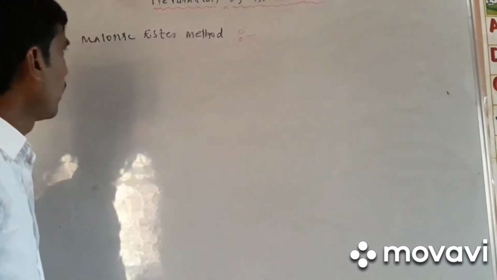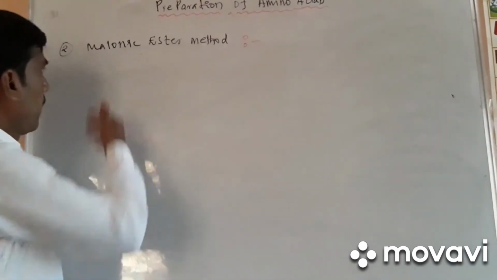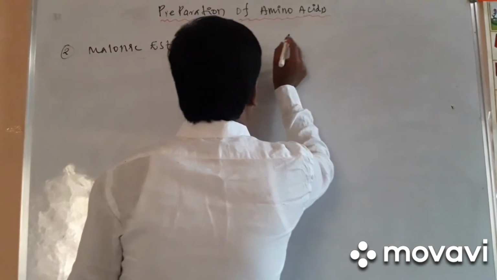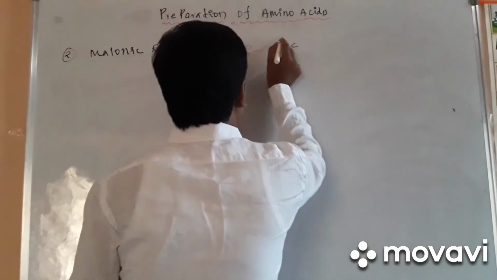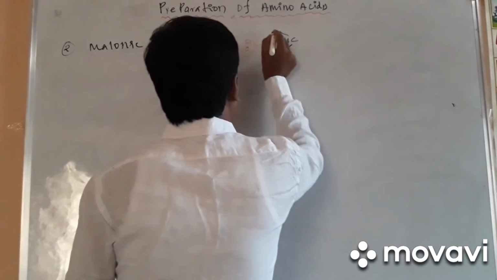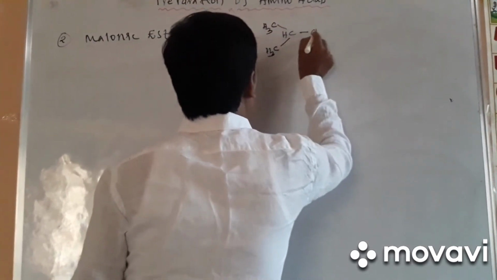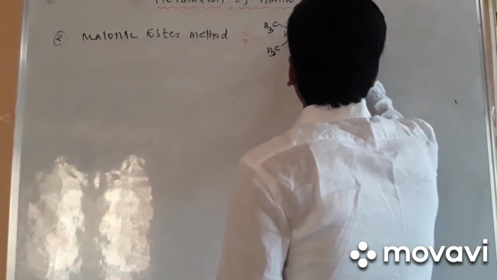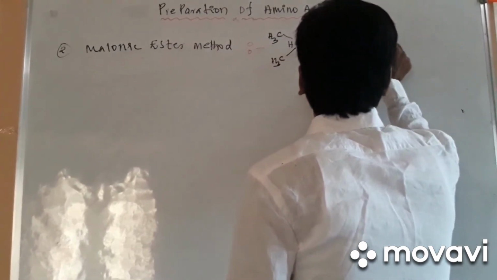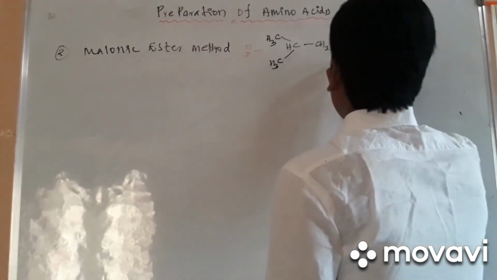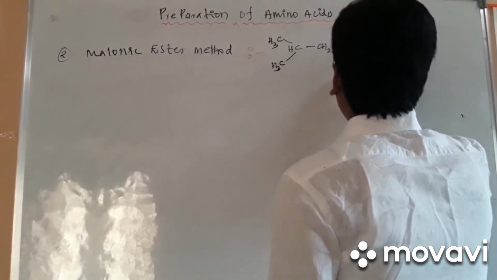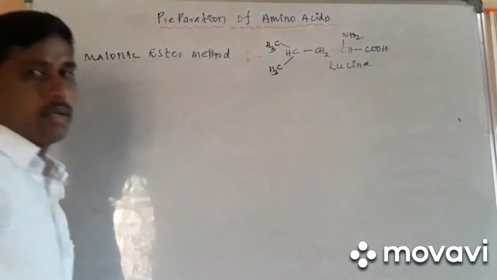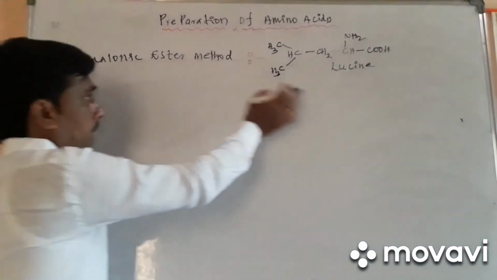Next, preparation of leucine or isoleucine by using this malonic ester method. What is the formula of leucine? We already know the leucine formula: CH3, next CH2, CH, NH2, CO, OH. This is called leucine. We discussed this in the last class. This is the leucine formula. Using this method we prepare leucine.